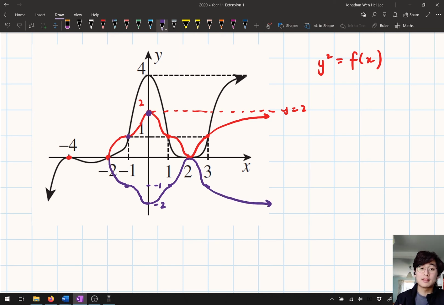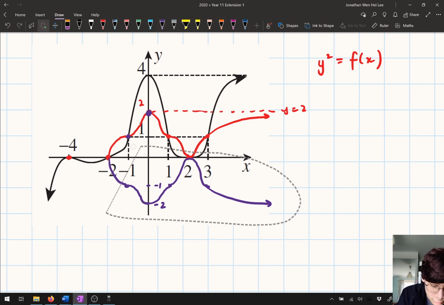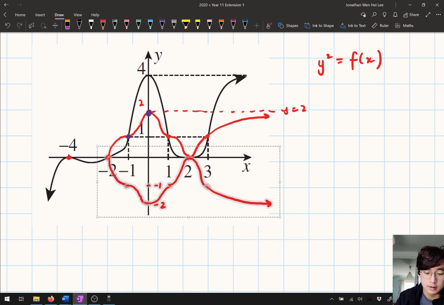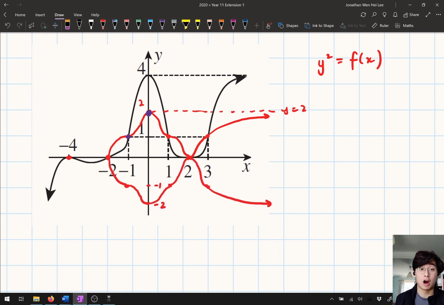So on the other side, basically we flip it and we get the mirror image and we just add that together. And basically all we do is this whole thing that we have here is the graph of y squared is equal to f of x. We add the positive side and the negative side together.